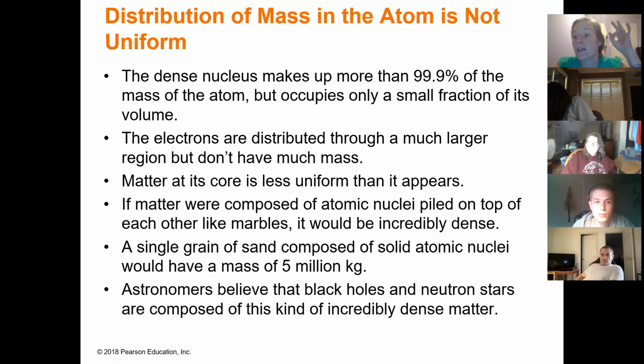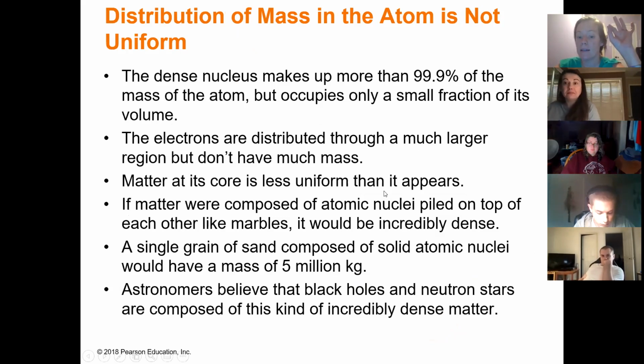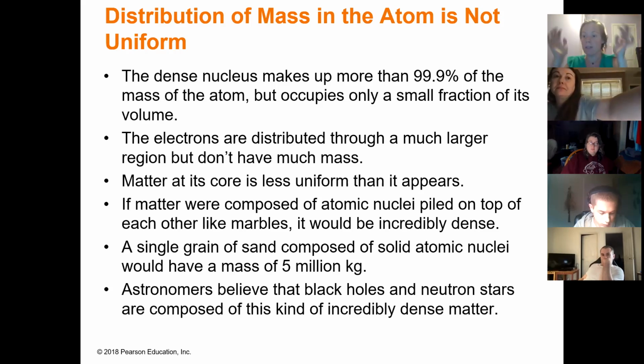The nucleus is super dense, makes up about 99.9% of the mass. The electrons are distributed in a much larger area. Matter is much less uniform than we thought it was. This is kind of interesting. If you took a single grain of sand, but it was only composed of nuclei, so instead of it being like the bouncy, voluminous electron space, we just took nuclei and stacked them next to each other, this single grain of sand that is just nuclei would weigh 5 million kilograms.